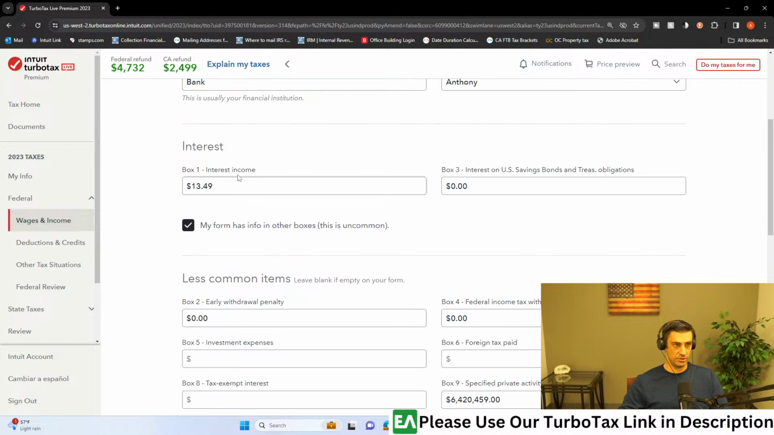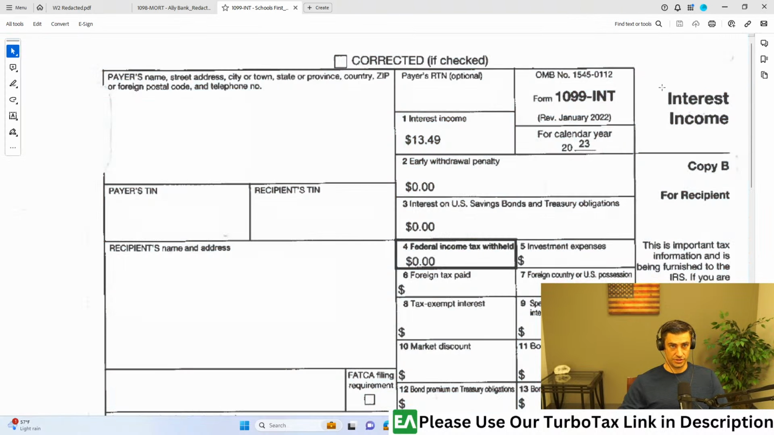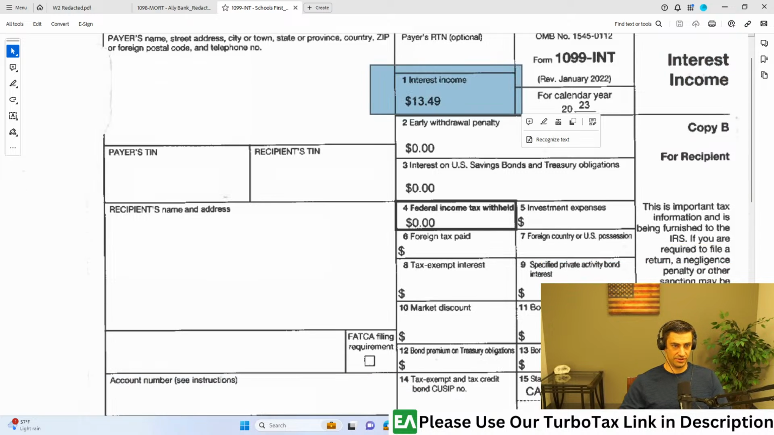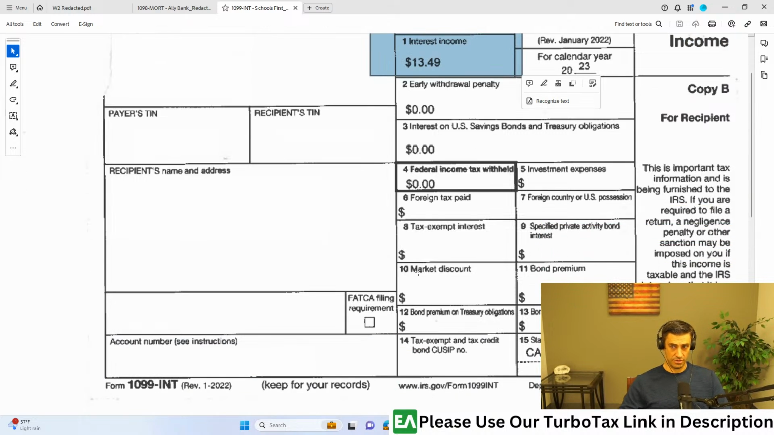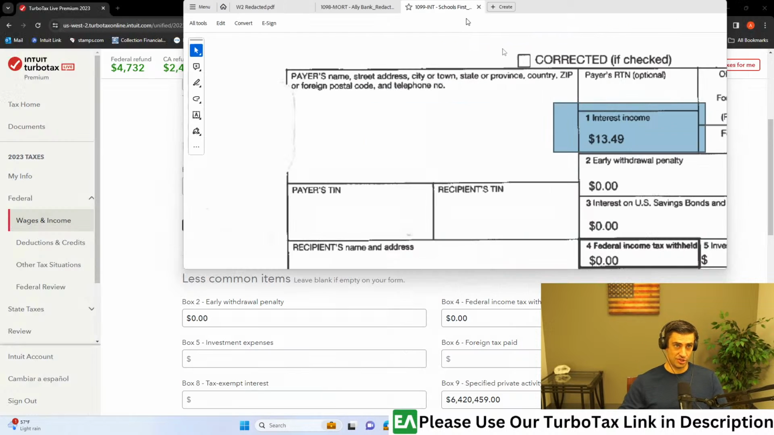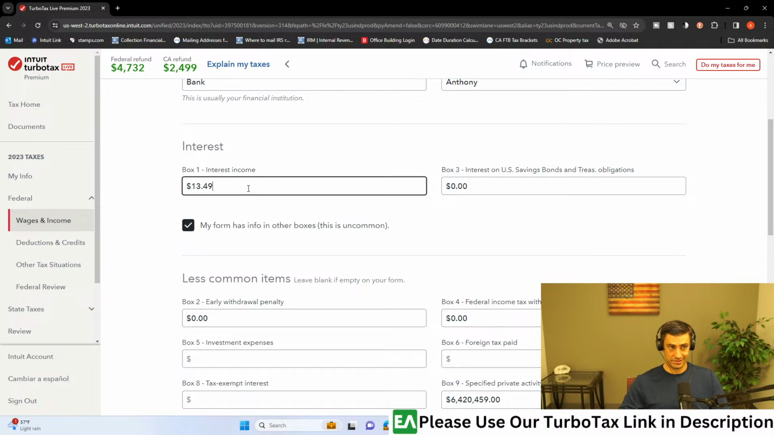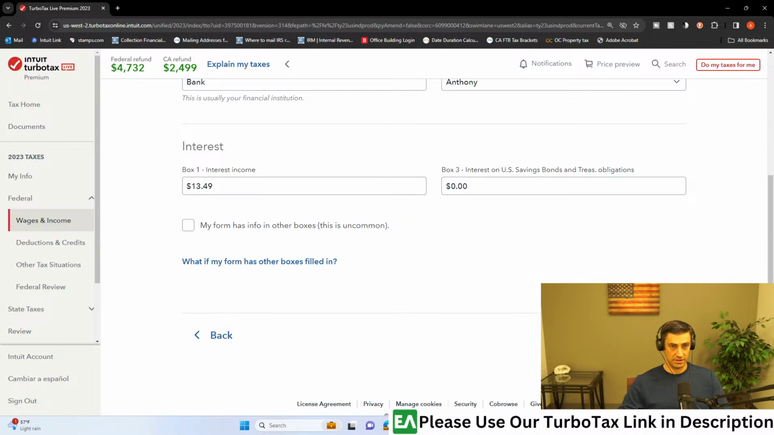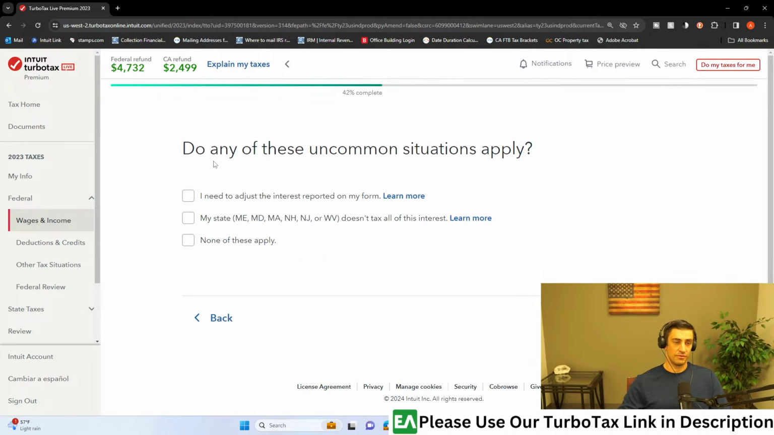I mean, that's really the most important one on these 1099 interest income statements. Interest income, there it is. It's rare that anything else here is filled out, but if it is, obviously, throw it on your TurboTax, but box 1 is generally what we're looking for here. Double check. My form has info in other boxes. This is uncommon. See, look at that. Doesn't. Continue. Of course, uncommon.